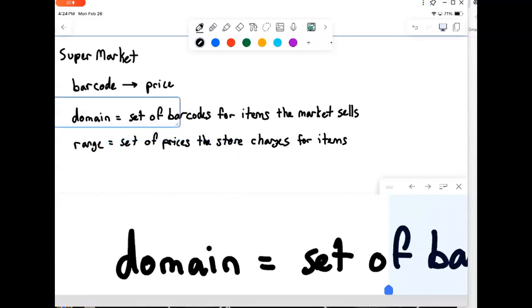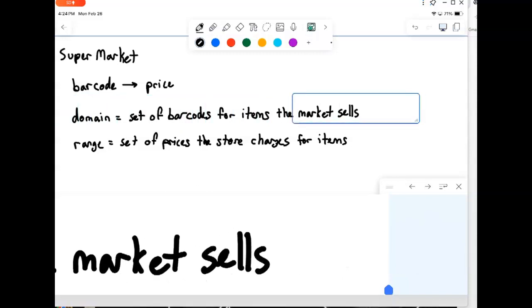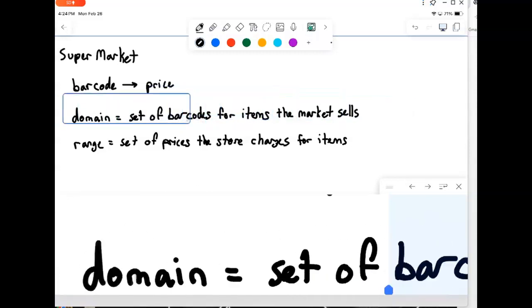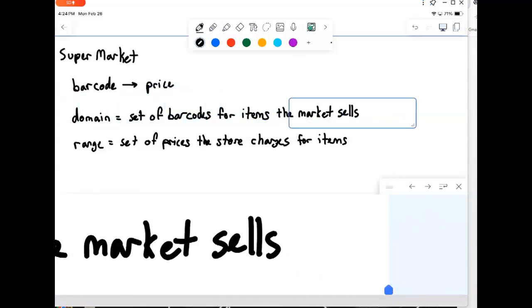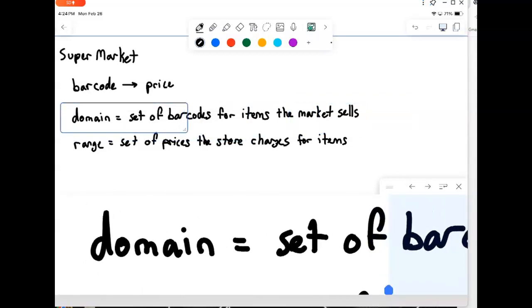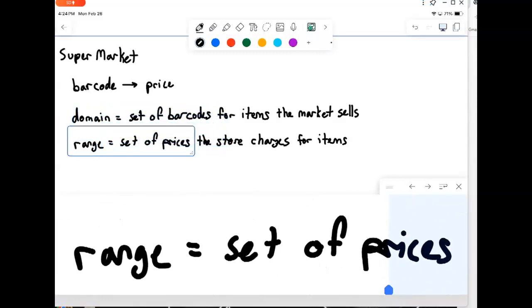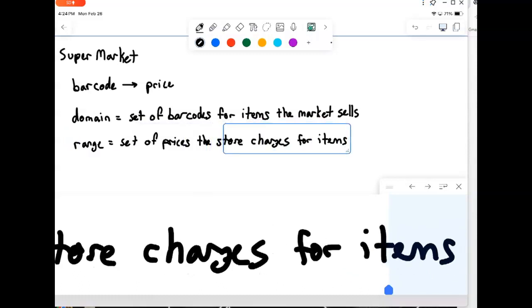So it could happen at the market that you could bring in a barcode that the market doesn't carry, in which case the scanner would spit out an error. It wouldn't give you a result. And of course, there are many prices at the market that you may not ever hit.